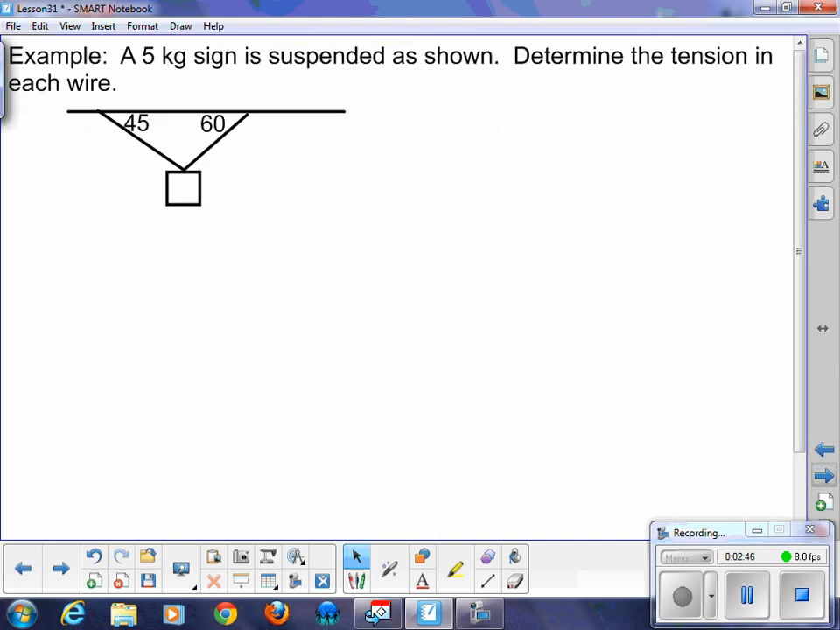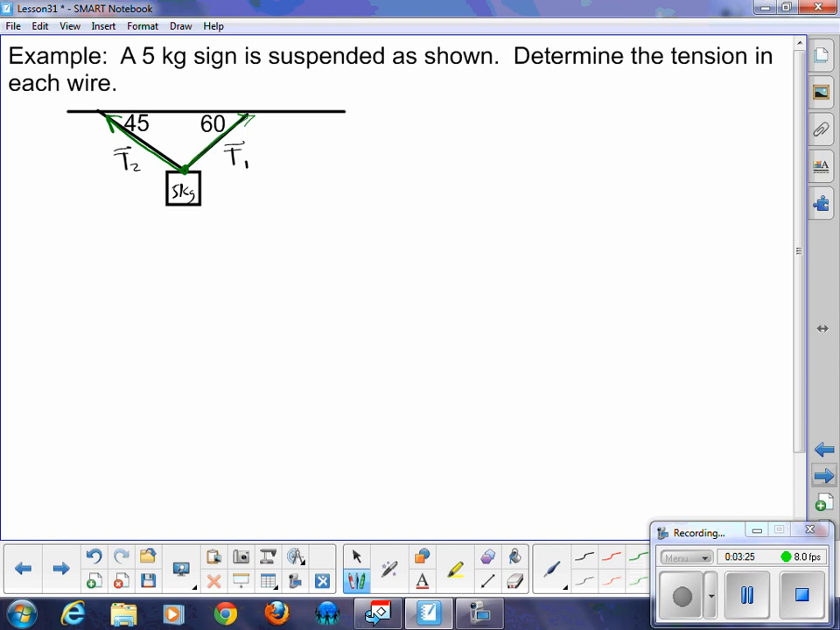Hanging sign: a 5 kilogram sign. So the mass of this sign is 5 kilograms, and it's suspended. We want to find the tension in each cable, since tension is a vector. It doesn't matter how you label them, but tension is usually T, so T1 and T2. Tension is always drawn away from the point of hanging. So if I convert that to a vector diagram, tension 1 is pointing in that direction, tension 2 is in that direction. So there's your T1 and T2.